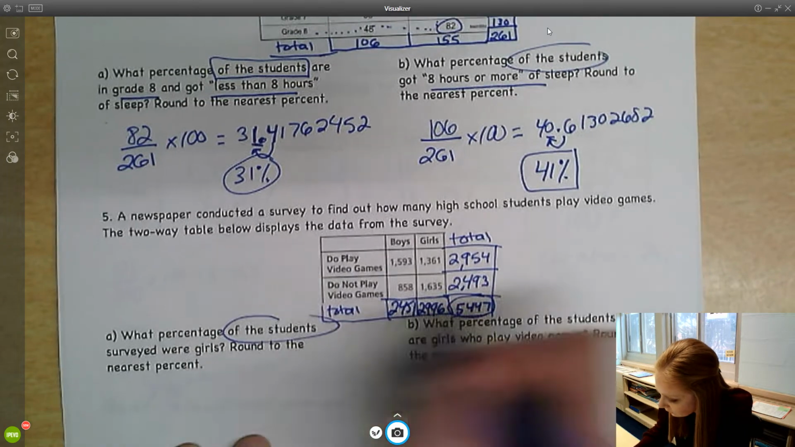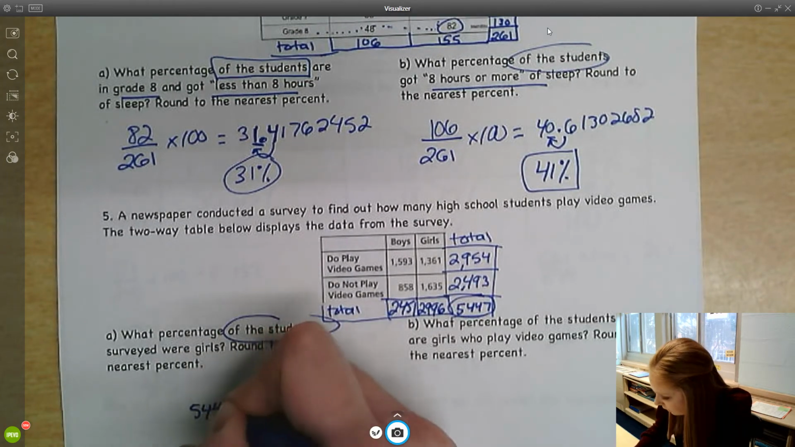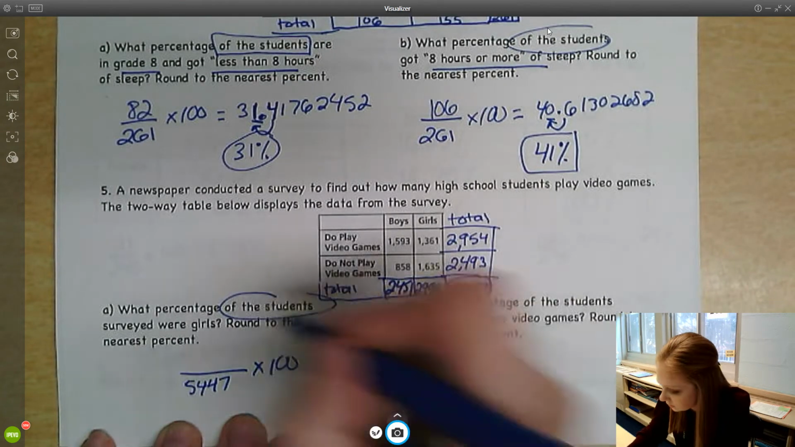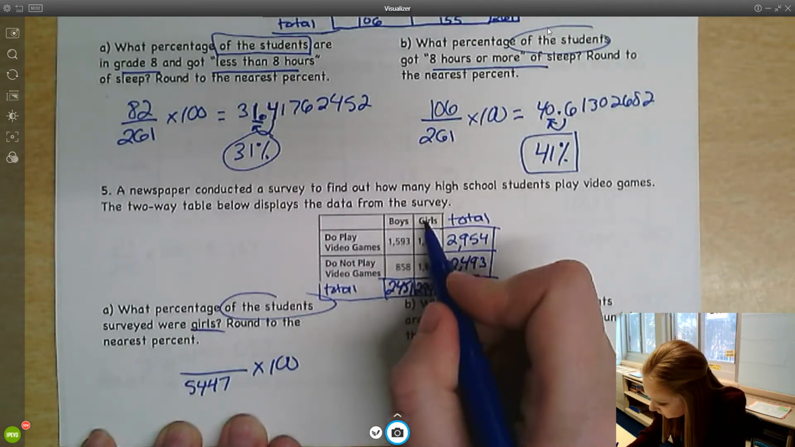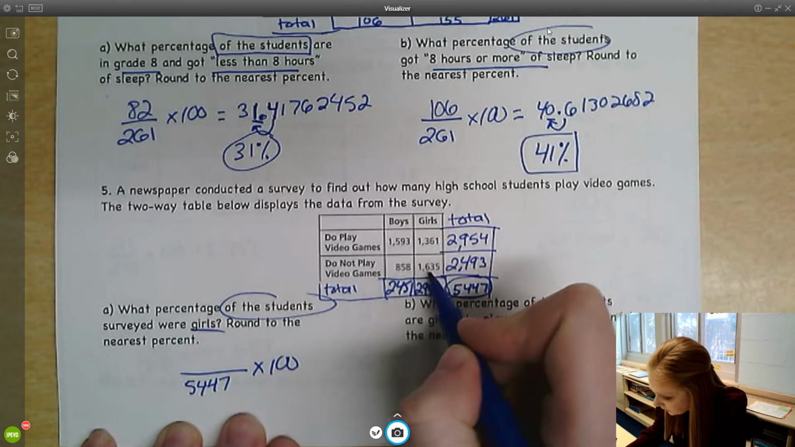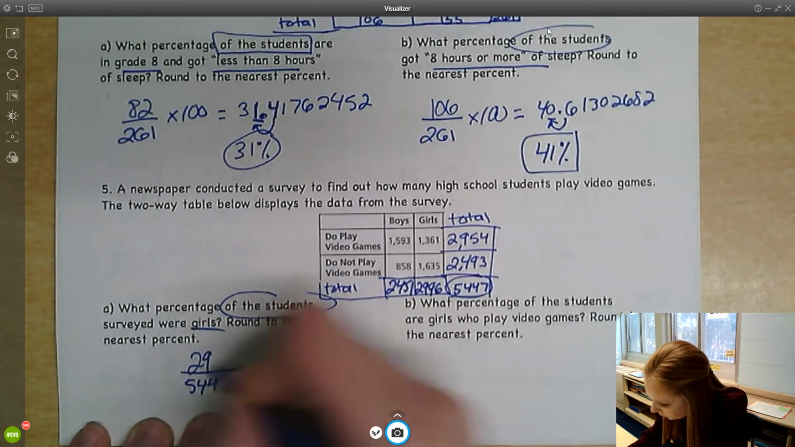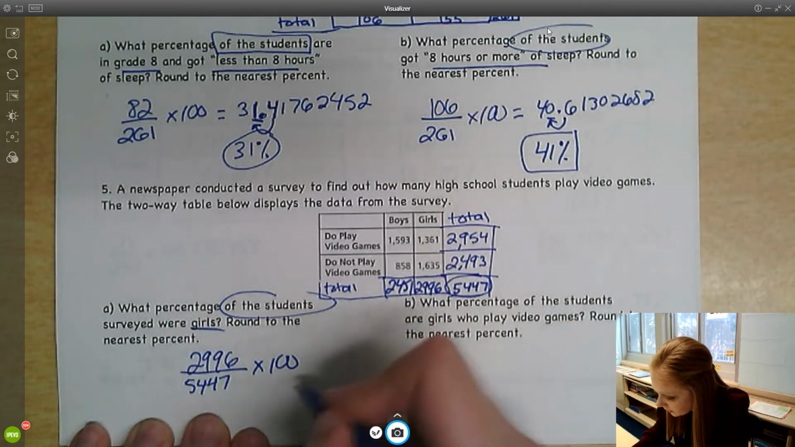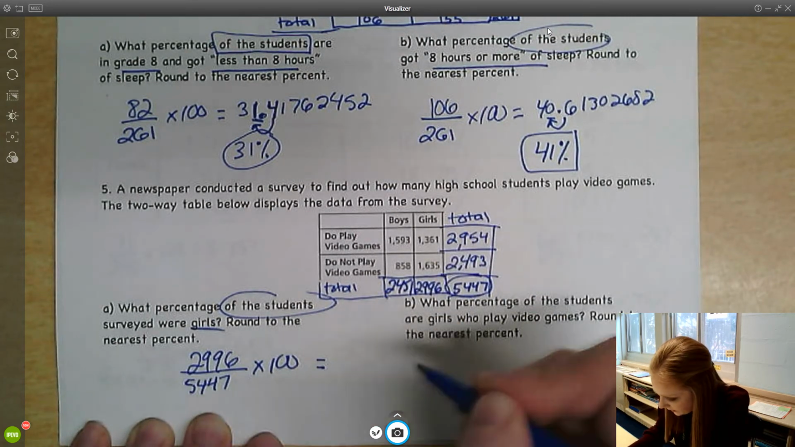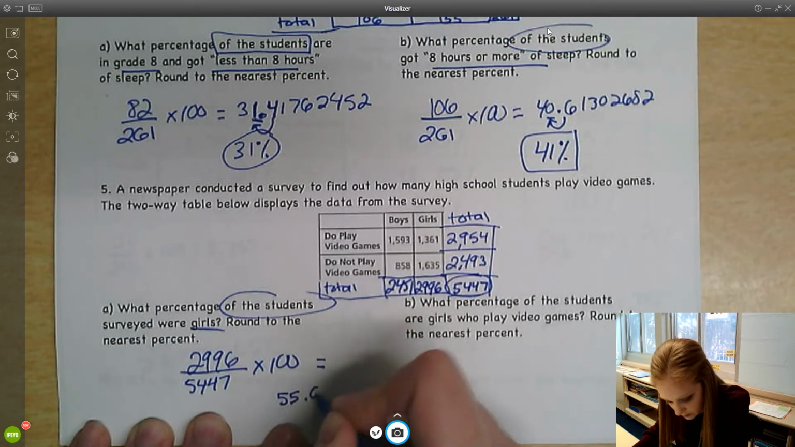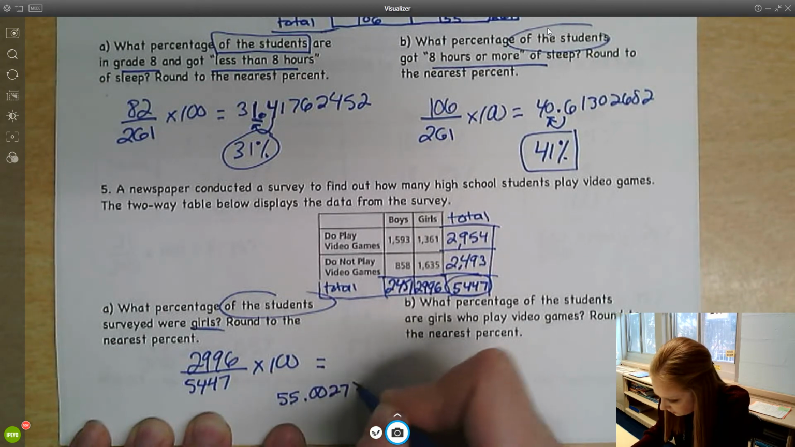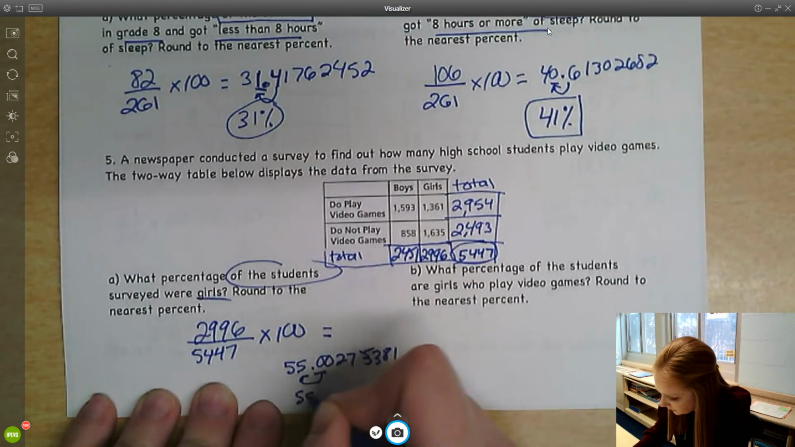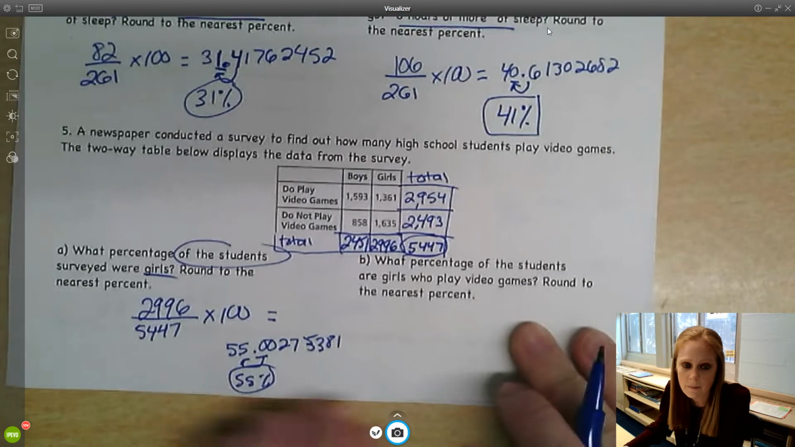Which percent of the students, so of all the students surveyed, were girls? So let's just find girls. Here's girls that played video games. Here's girls that didn't. We want all the girls, so we're going to use that sum from the girls column, convert it, and we get this 55.00275381. The 0 tells the 5 to stay the same, 55%.